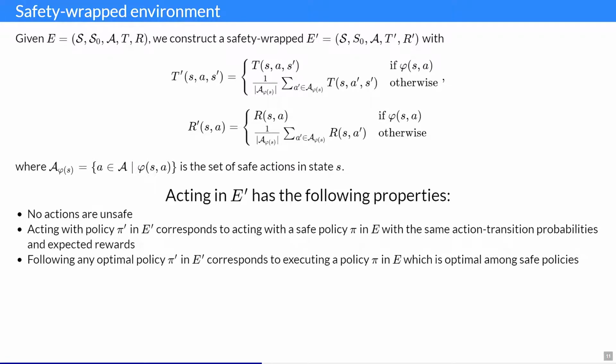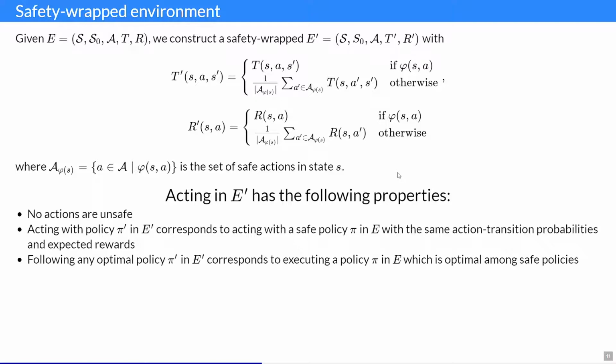We show that acting in the wrapped environment has the following properties. None of the actions are unsafe, because any action which is unsafe in the original environment is replaced with a safe action in the wrapped environment. And following any policy in the safety wrapped environment corresponds to acting with a safe policy in the original environment, which has the same action transition probabilities and the same expected rewards over its trajectories. And thus also following any optimal policy in the safety wrapped environment corresponds to following a policy in the original environment which is optimal among all safe policies.